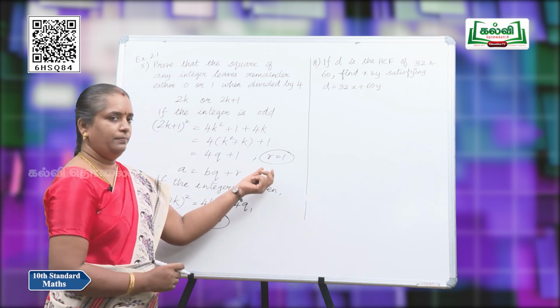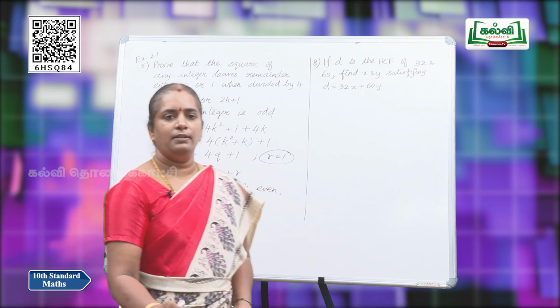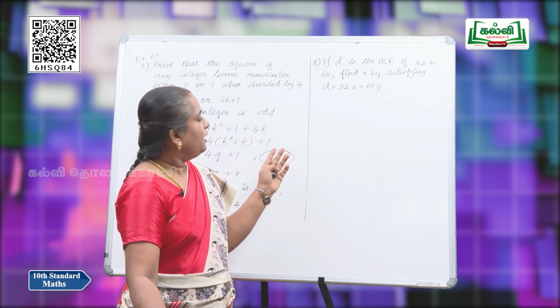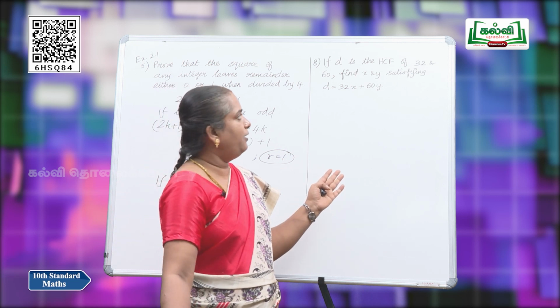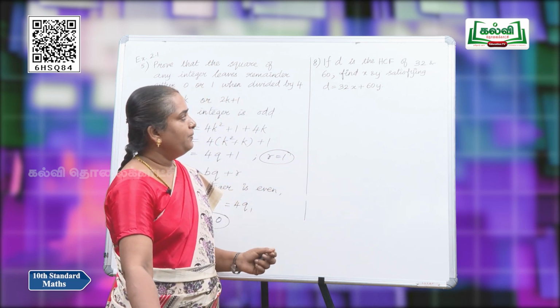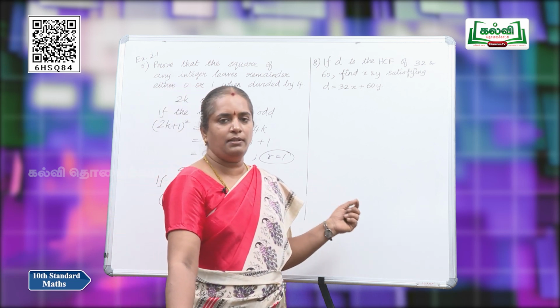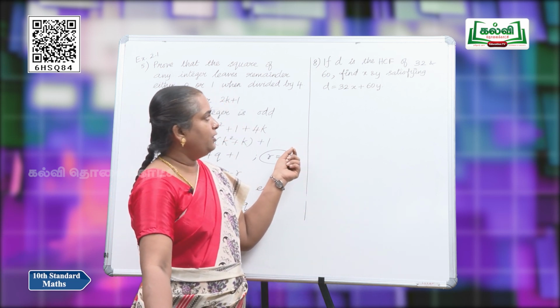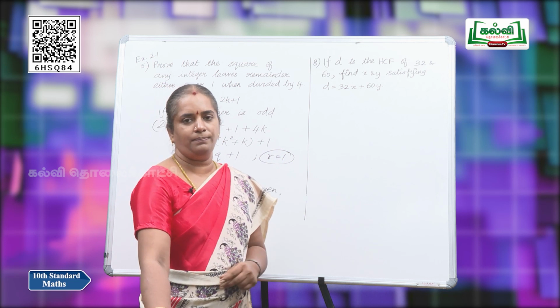So, we have proved. Let us move on to the next sum. See, if D is the HCF of 32 and 60, find x and y satisfying the equation D is equal to 32x plus 60y.